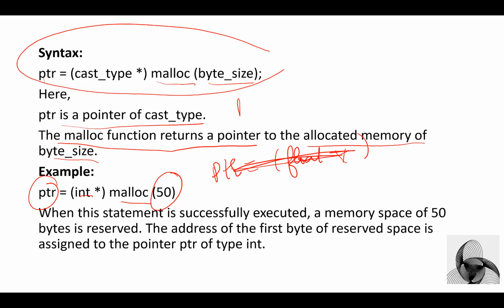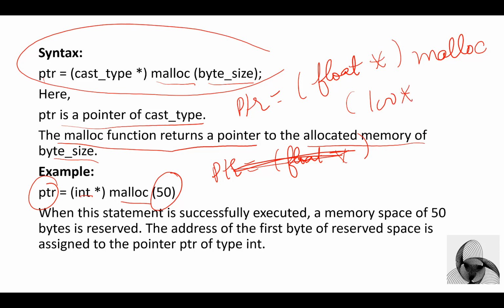Let's see another example. ptr = (float *) malloc(100 * sizeof(float)). This statement allocates 400 bytes of memory. It is because the size of float is 4 bytes, 100 into 4, 400. And the pointer ptr holds the address of the first byte in the allocated memory. The expression results in a null pointer if the memory cannot be allocated.